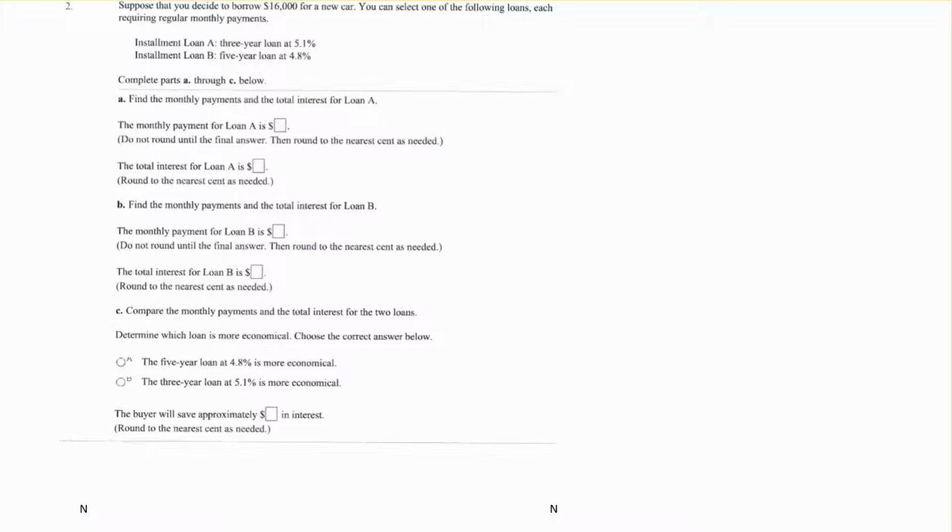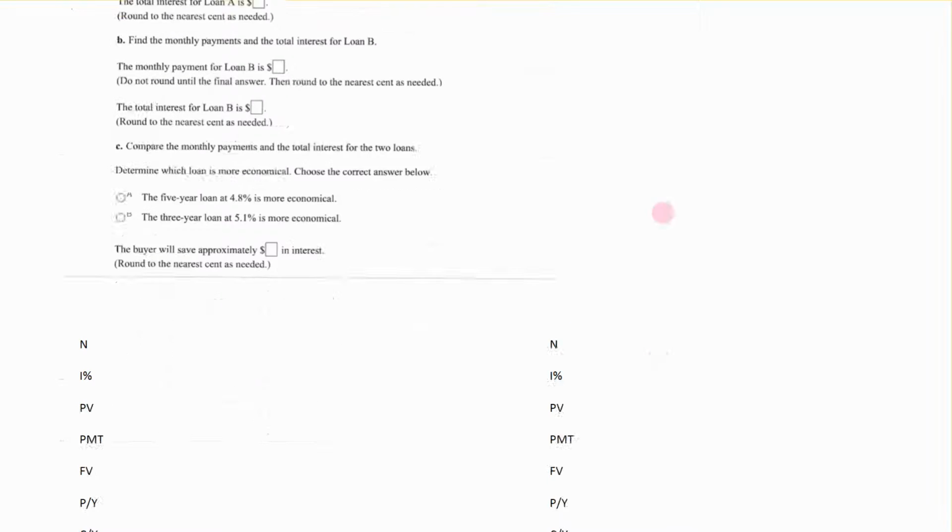Suppose that you decide to borrow $16,000 for a new car. You can select one of the following loans requiring monthly payments. A, a 3-year loan at 5.1%. B, a 5-year loan at 4.8%. We need to do A through C. Okay, part A, monthly payments for loan A, then the interest for loan A, then monthly payments for loan B, and the interest for loan B, and then we'll do a comparison.